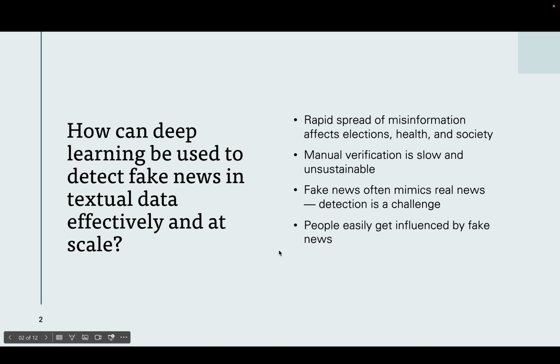In recent years, we've seen how misinformation can alter public perception, sway elections, and even endanger lives. An example is that during the COVID-19 pandemic, fake articles claiming vaccines were harmful or contained tracking chips spread rapidly. This caused fear and resistance to vaccination, putting public health at risk.